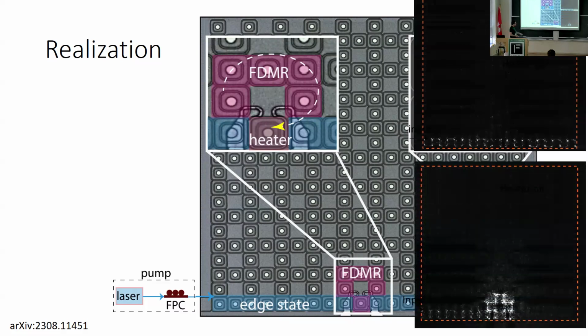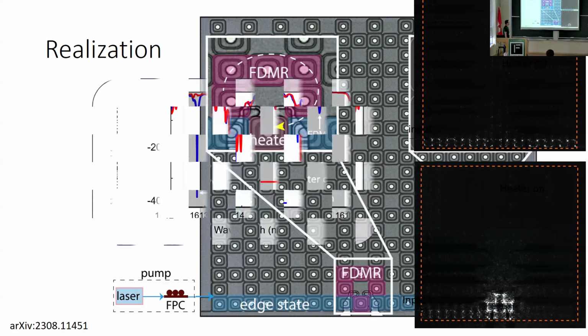Let's look at this. This is the camera we have. We looked at the chip in a very dark area. You can see the edge state exists. When we turn on the heater, we can trap light in the chip. So it seems like the experiment also immediately proved the existence of this FDMR.